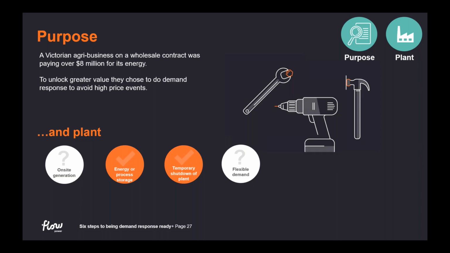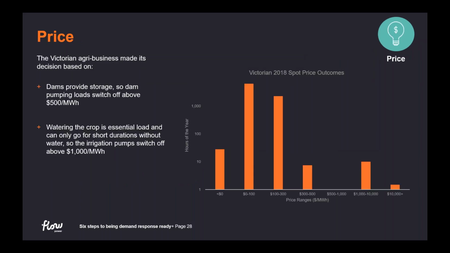So the next part of the framework is the price. This particular customer actually has two separate price points. So Alex and Nathaniel spoke earlier about different customers having different price points, from anywhere from $300 a megawatt hour up to say $10,000 a megawatt hour. This customer's got different loads. So their two large loads are their pumping load, which is bringing water from the river into their dam, and then their irrigation load, which is taking the water from the dam and onto the plants.